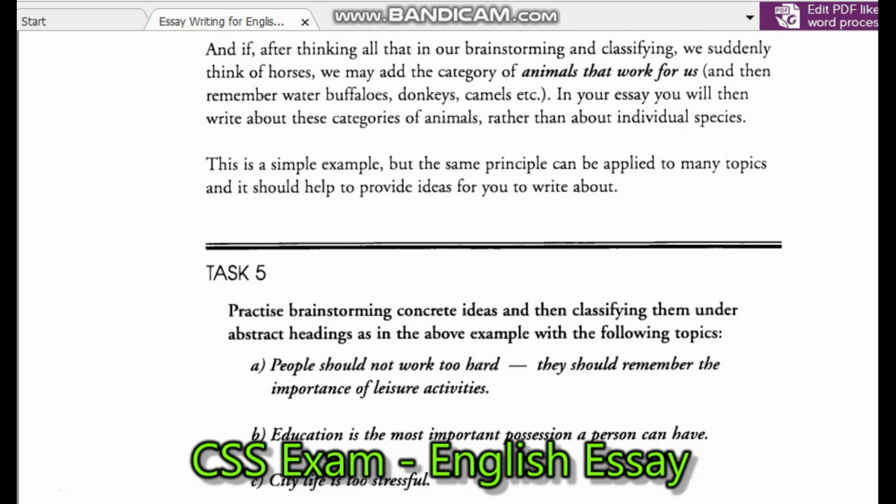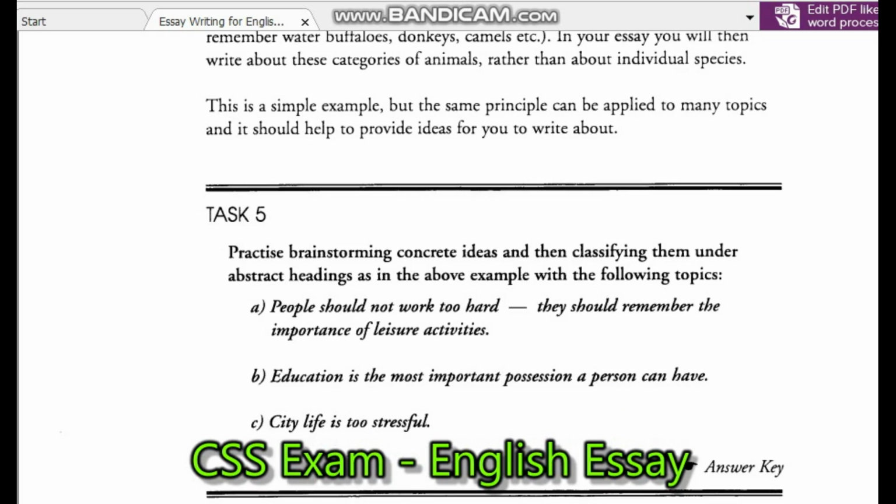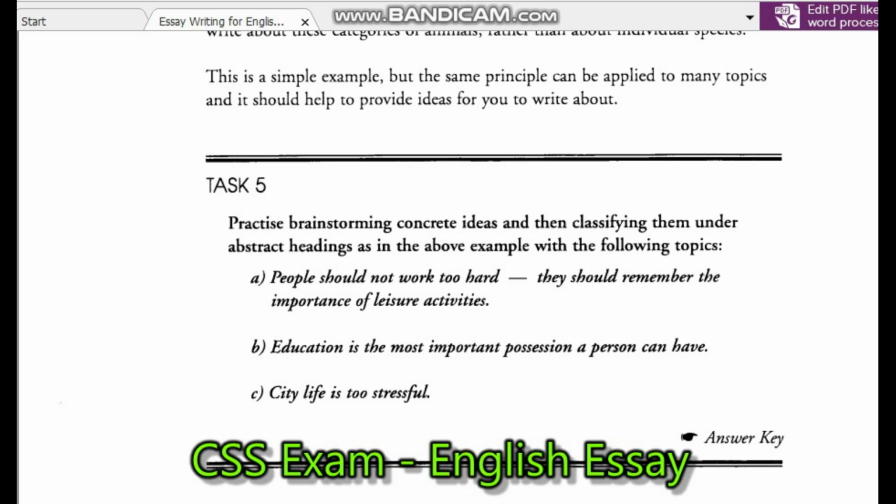Task 5. Practice brainstorming concrete ideas and then classifying them under abstract headings as in the above example with the following topics. A. People should not work too hard. They should remember the importance of leisure activities. B. Education is the most important possession a person can have. C. City life is too stressful.